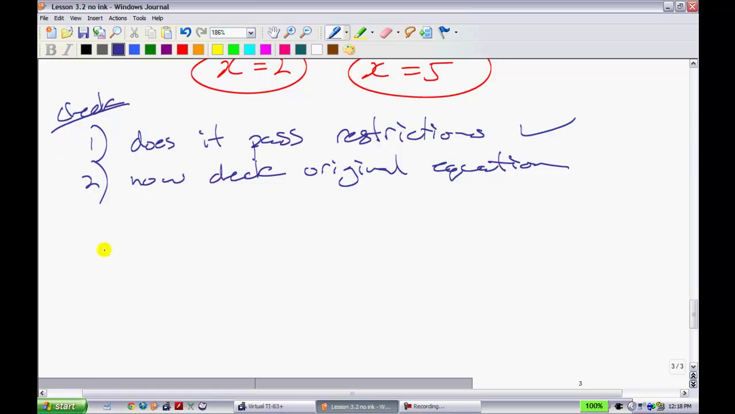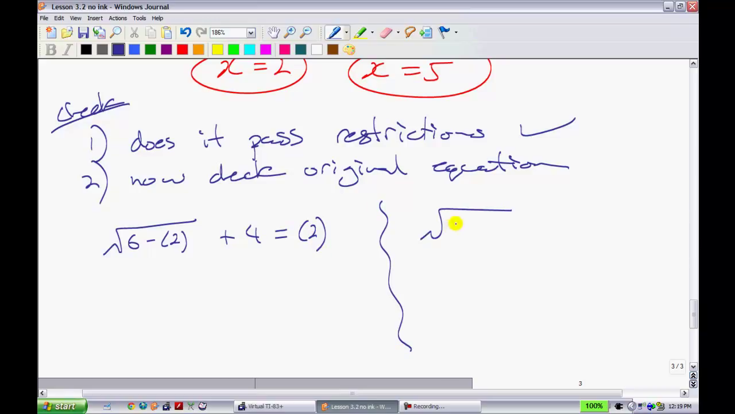substitute them in. So the equation I had was the square root of 6 minus x, so I'm going to write 6 minus 2, plus 4 was equal to x, I believe. Yes. Okay, and I'll just do the other one over here while we are doing that. This one was 6 minus, of course, 5 plus 4 is equal to 5. Alright, so we have 6 minus 2 is the square root of 4. Square root of 4 is 2. 2 plus 4 equals 2. 6 equals 2. That clearly is not the case.